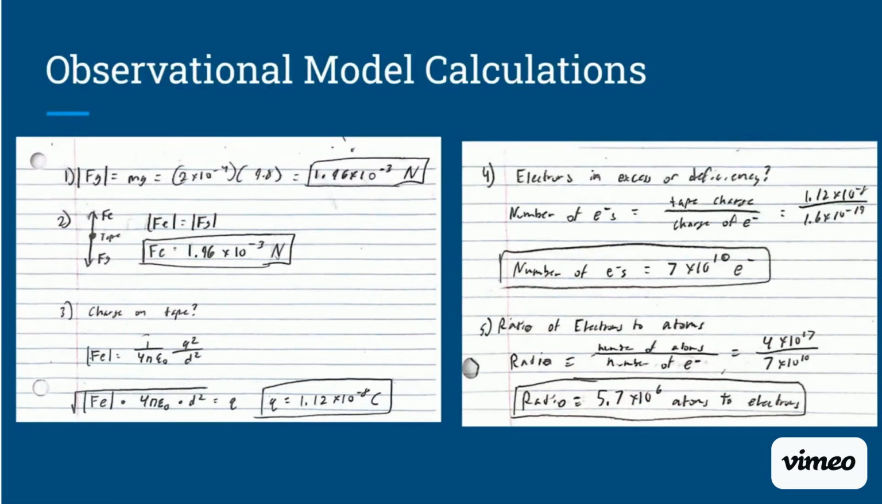Then we can find the number of electrons on the tape by dividing the tape charge by the charge of an electron, which tells us there are 7 times 10 to the 10 electrons on the tape. Then we can find the ratio between the atoms and the electrons on the tape by doing the number of atoms on the tape divided by the number of electrons on the tape, which gives us 5.7 times 10 to the 6th.